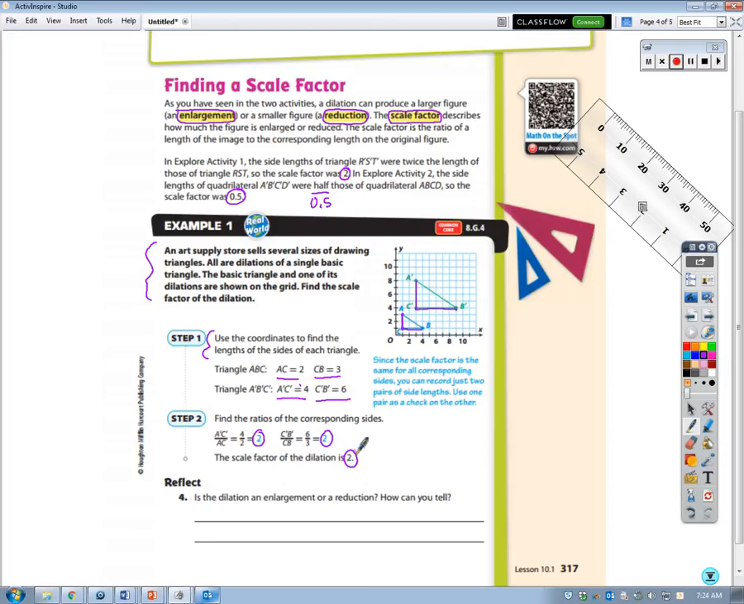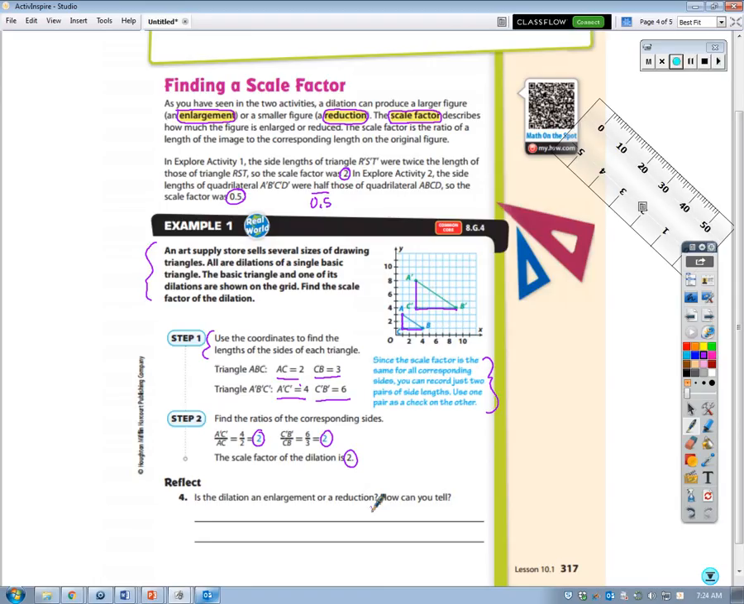Okay? So since the scale factor is the same for all corresponding sides, you can record just 2 pairs of side lengths. You don't need to do all of them, but you can use 1 pair as a check on the other. In theory, if your shapes are truly similar, you should just be able to do 1 side to find the ratio, but we do 2 so that we've got a double check. Because if you make an error on the first one, then you're going to catch that with the second one, hopefully.